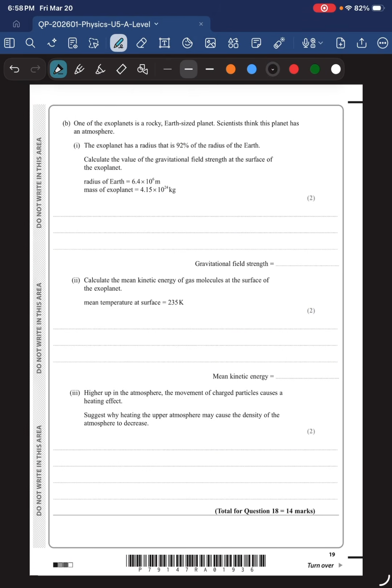B, one of the exoplanets is a rocky Earth-sized planet. Scientists think this planet has an atmosphere. The exoplanet has a radius that is 92% of the radius of the Earth. Calculate the value of the gravitational field strength at the surface of this exoplanet. And they give you the radius of Earth and the mass of the exoplanet. So the radius of this planet is going to be 0.92 the radius of the Earth, or 5.89 times 10 to the 6 meters. So g is again G m over r squared.